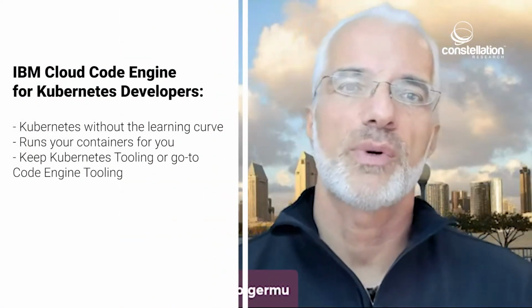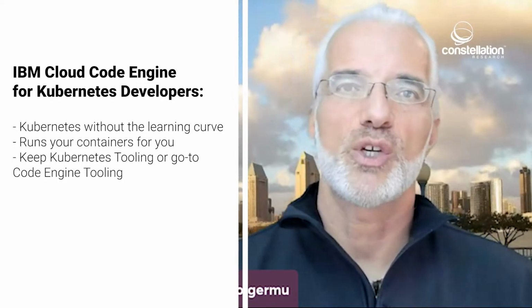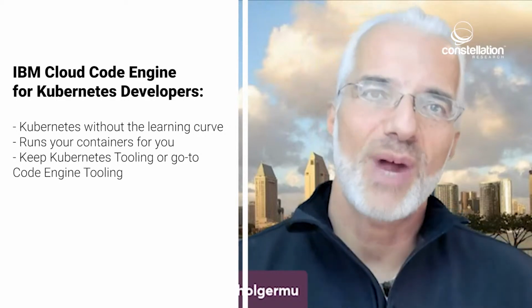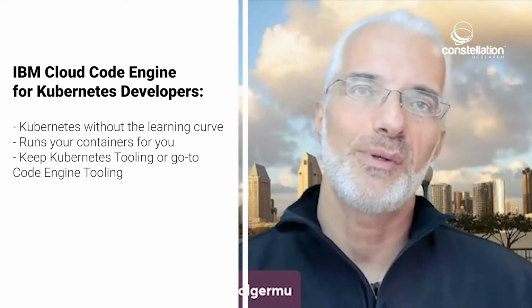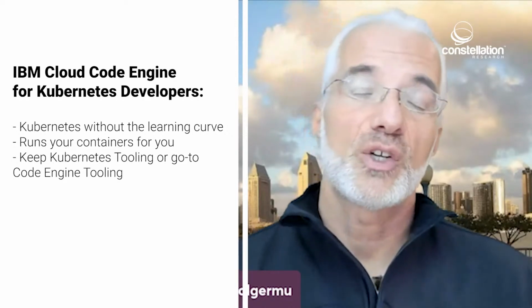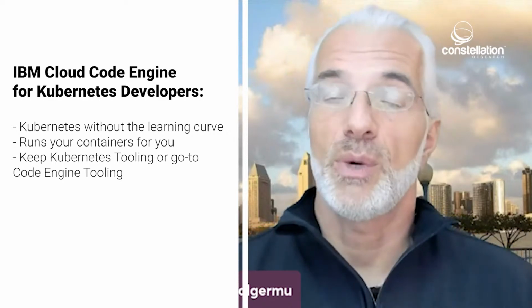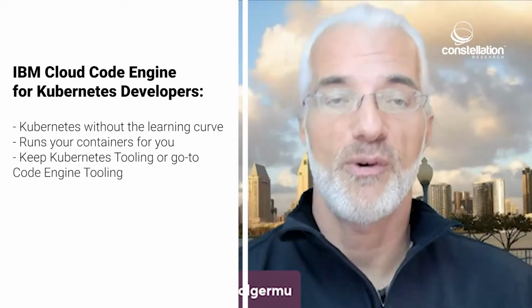It also has built-in security, and there's private networking between your applications and your code, so nobody can look into that and see what's going on. So let's dive into these roles and look specifically at what is happening there. The container and Kubernetes developers don't have any steep learning curve. They just use their existing environment as they want to. IBM Cloud Code Engine runs containers for you, and you can keep your Kubernetes tooling as you're familiar with it, or switch to the IBM Cloud Code Engine tooling if you see that as more suitable for you.